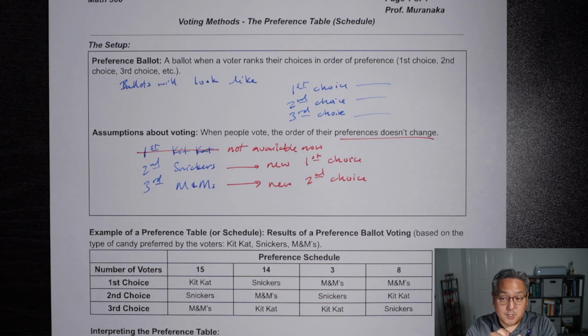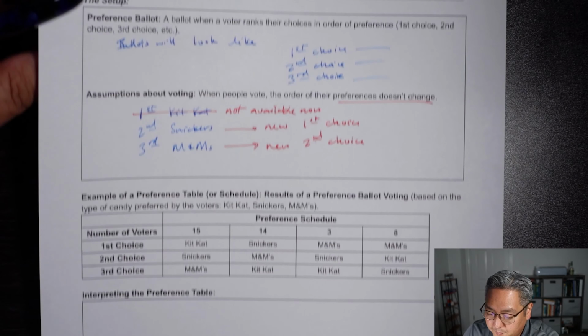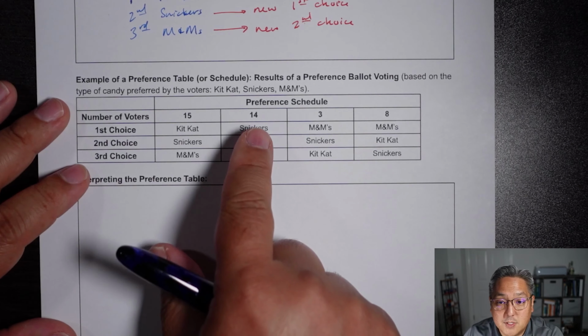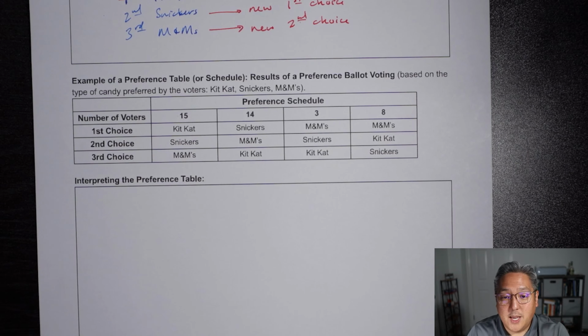And so what we do is we grab all these ballots where people wrote their first, second, third choice on them. We count them up, and we express the results in what we call a preference schedule or a preference table. And that's what we have down here. So in a preference schedule for folks that were voting on candies, I want to interpret this here.